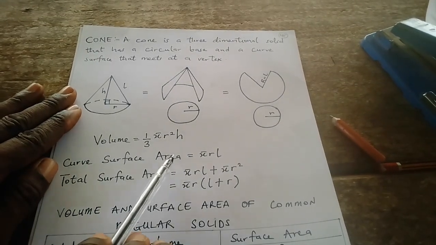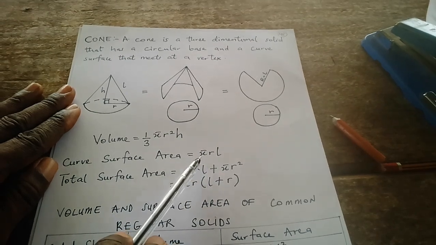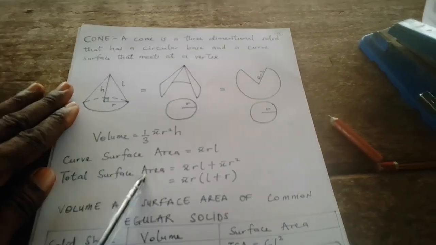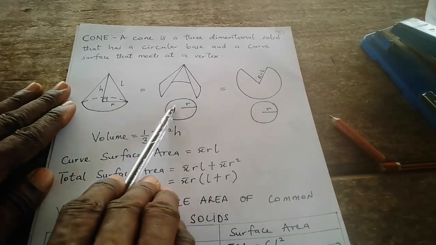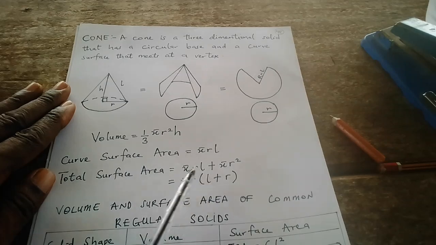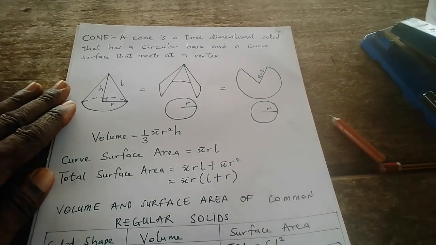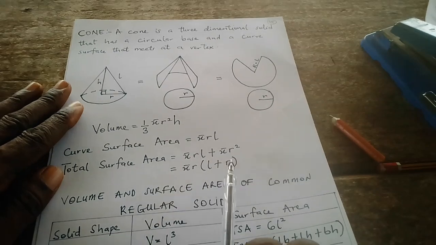So curved surface area of a cone is pi rl. Total surface area is the curved surface area plus the area of the base. So pi rl plus pi r squared. When you factorize, pi r is common to both. So that means pi r bracket l plus r.